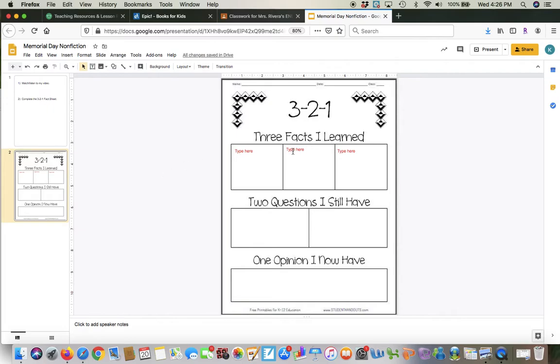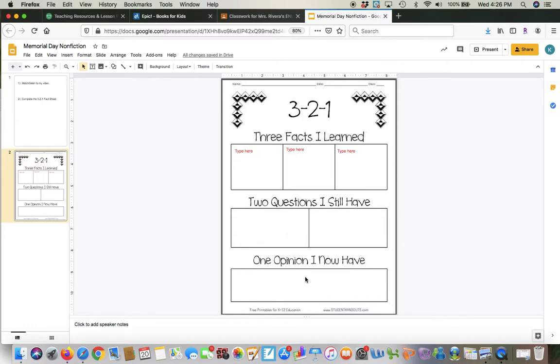Then you're going to think about two questions that you still have after reading this book. Maybe you have some more questions about Memorial Day that you want answered. So you're going to put them here. Two questions. So that means that when you write them, they should end with a question mark, okay?